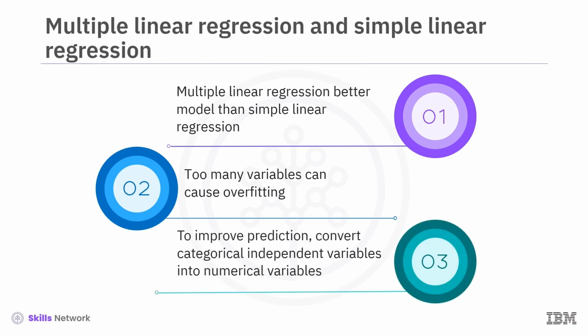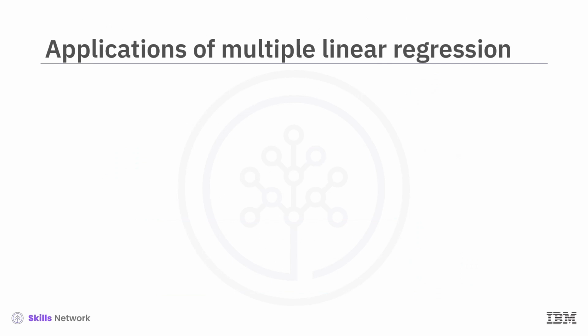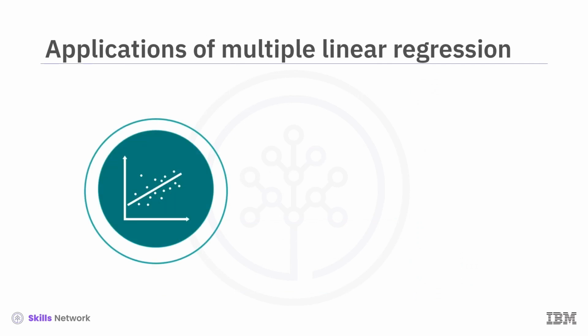To improve prediction, categorical independent variables can be incorporated into a regression model by converting them into numerical variables. For example, given a binary variable such as car type, the code 0 for manual and 1 for automatic cars can be substituted to make it numerical. For a categorical variable with more than 2 classes, you can opt to transform it into new Boolean features, one for each class. Multiple linear regression has applications in every industry.